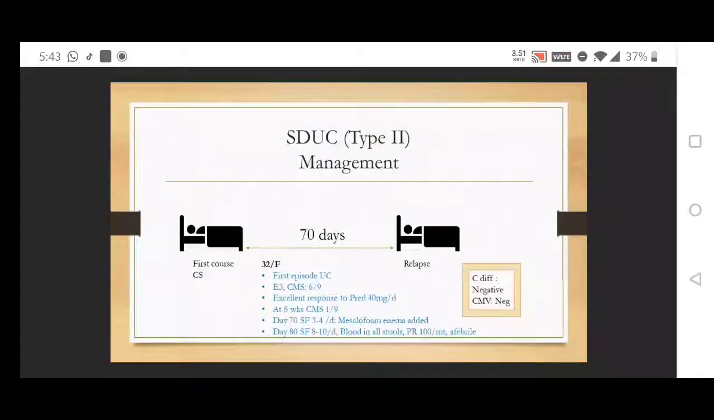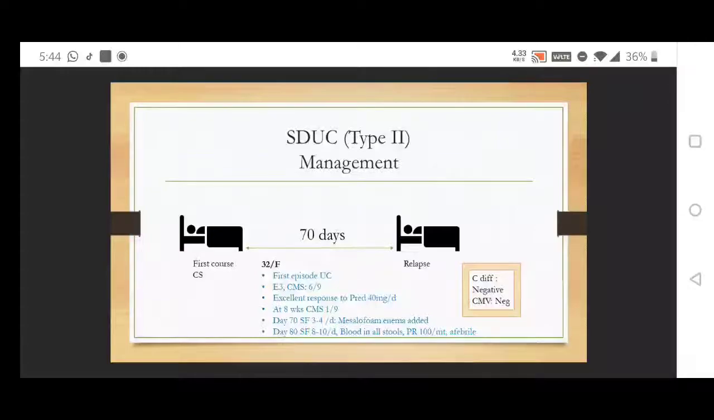The third case that we have today is steroid-dependent ulcerative colitis. This is a type 2. So let's go through the details. She's a 32-year-old female, first episode of ulcerative colitis, E3 disease, and her clinical Mayo score is 6/9. She had an excellent response to prednisone 40 milligram per day. At 8 weeks, her clinical Mayo score was 1/9. Steroids were discontinued. On day 70, the stool frequency became 3 to 4.